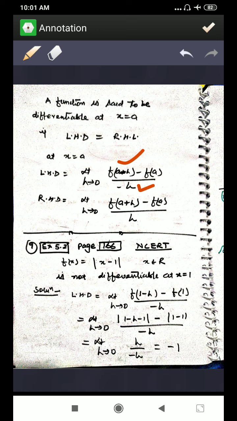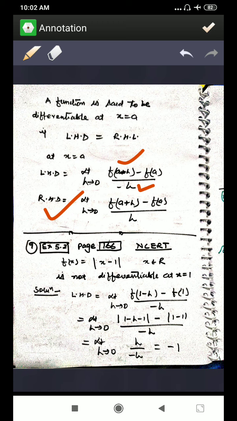Suppose you want to calculate the right hand derivative, so the formula is very simple. In the right hand derivative you take f(a plus h). In the left hand derivative we are taking minus h, and in the right hand derivative we replace that minus h by plus h. So your formula for the right hand derivative will be limit h tends to 0, f(a plus h) minus f(a), divided by h.